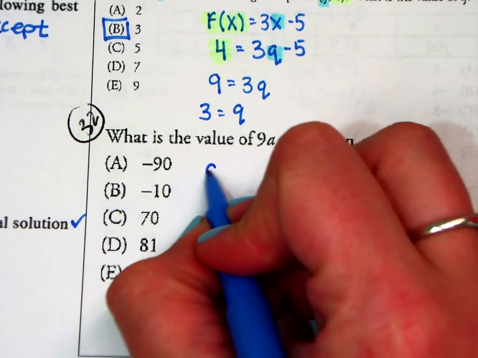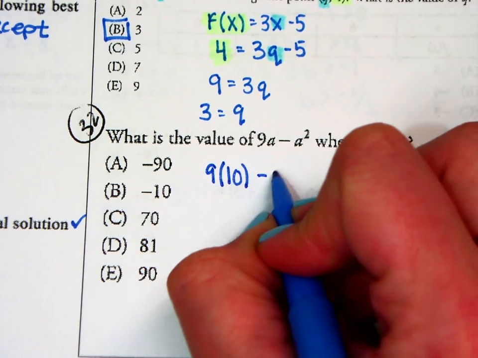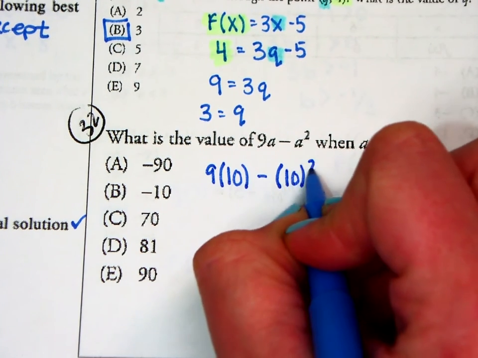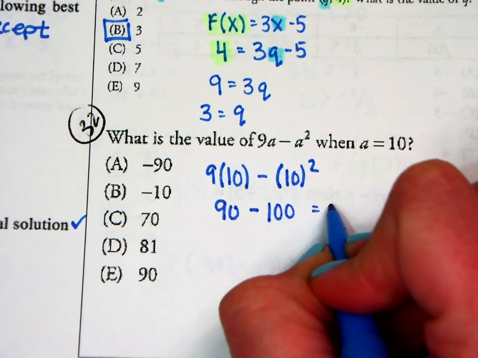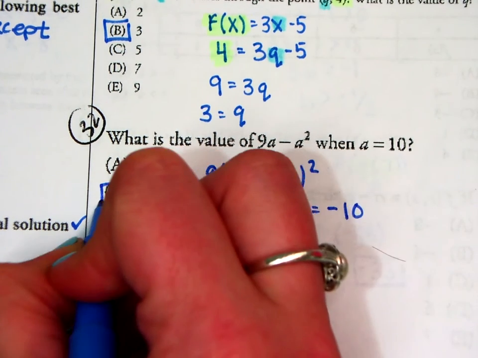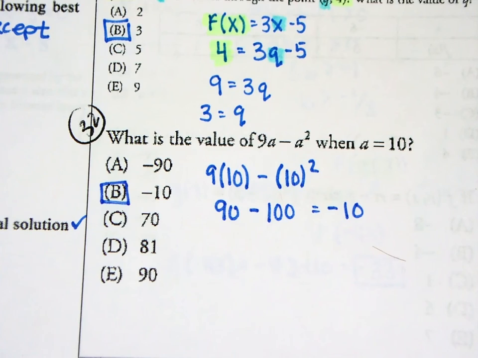Number 32, what is the value when a equals 10? So this becomes 9 times 10 minus the quantity of 10 squared. So 90 minus 10 squared is 100. 90 minus 100 is negative 10, which is option B.